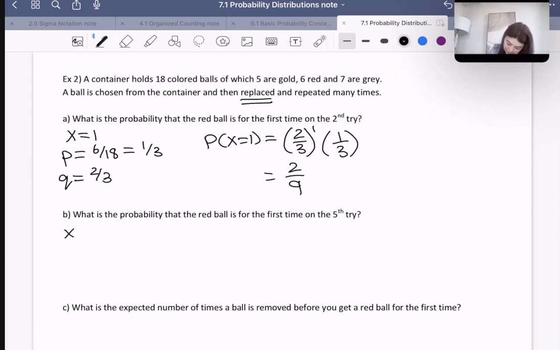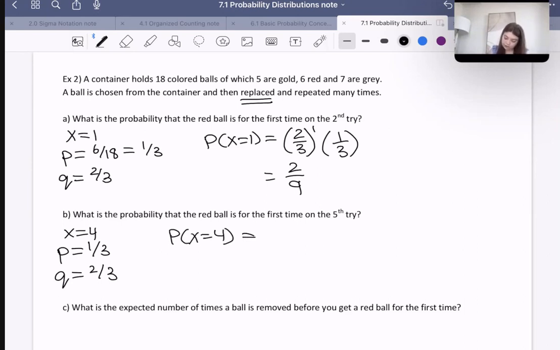So in this case, x is going to be equal to 4. The probabilities remain the same, right? Every time we draw a ball, there's a 1/3 chance that we could get a red ball and a 2/3 chance that we don't get a red ball. So what's the probability that x is equal to 4?